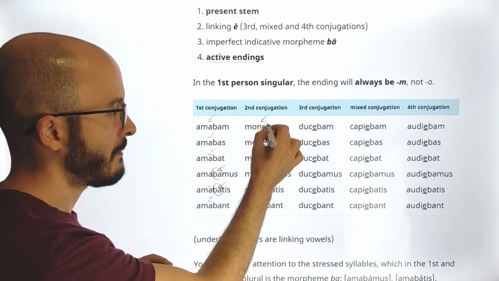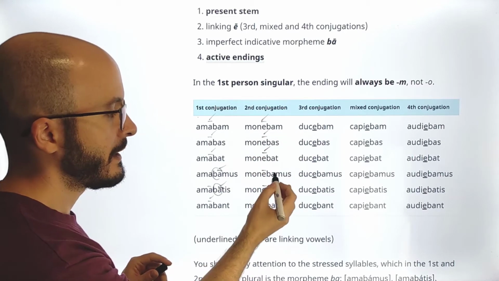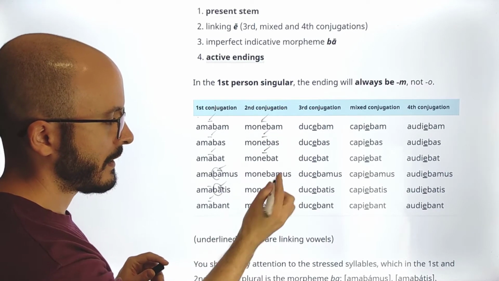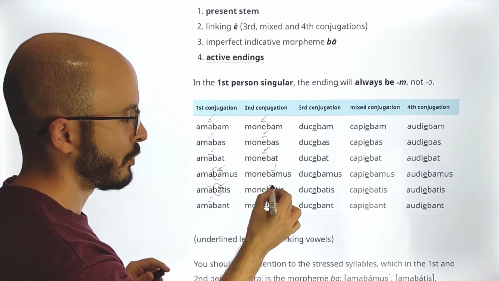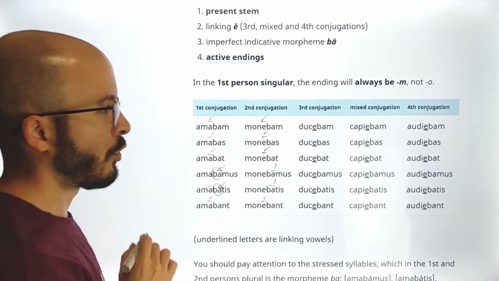So it would be monebam, monebas, monebat. Now here we don't care. And here again it is long because it is long. So monebamus, monebatis, and monebant.